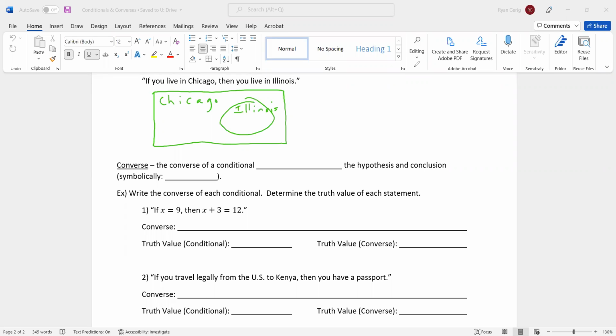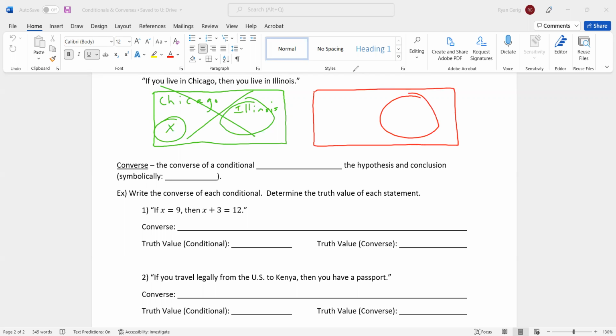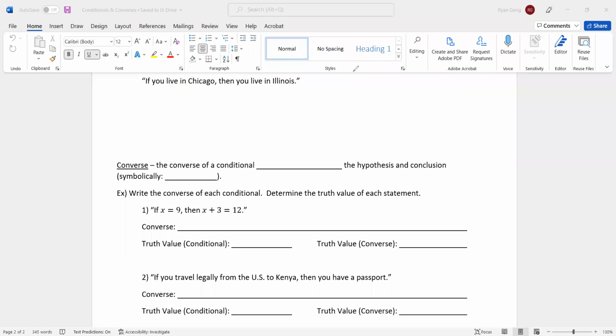So if I live in Chicago, then I live in Illinois. Well, according to this, that would be false, but the diagram is drawn incorrectly. This is the correct drawing. Chicago would be here, and Illinois would be here. Okay. All right. Stick with me for a little bit longer.